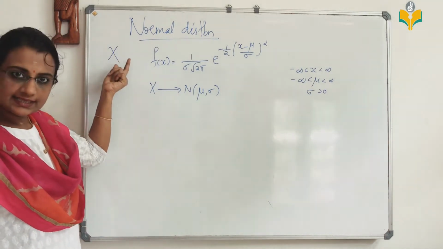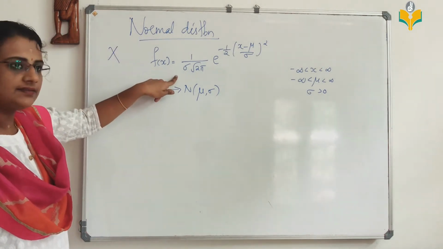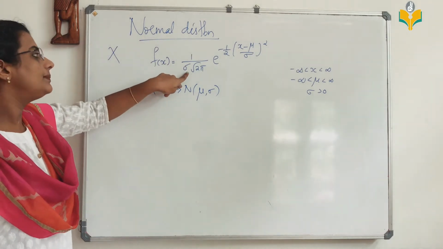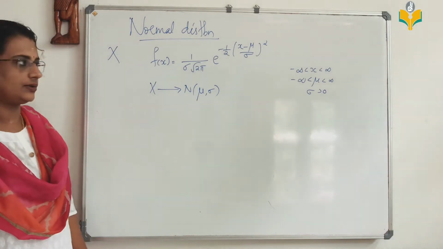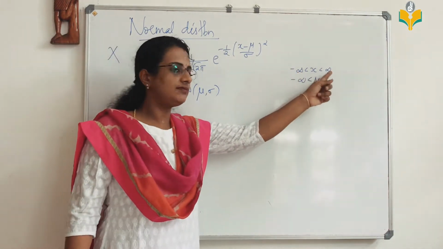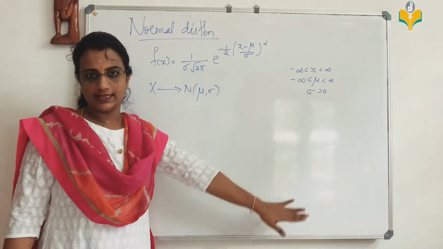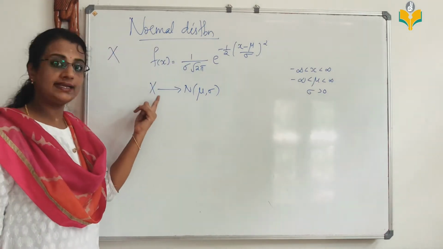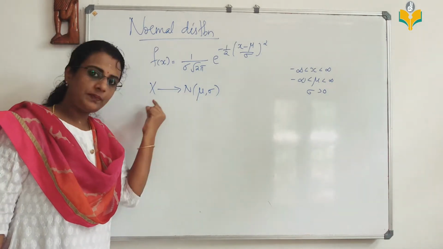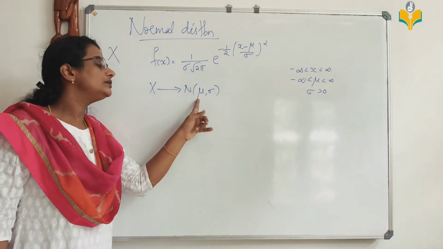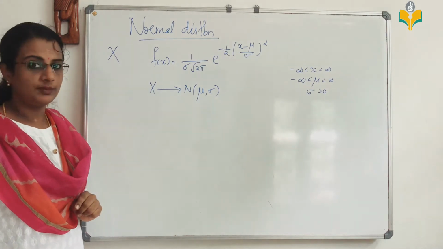Okay, once again, x is a continuous random variable, and x is said to follow a normal distribution if its PDF is given by f of x equal to 1 by sigma root 2 pi into e raised to minus half into (x minus mu by sigma) the whole square. Here x ranges from minus infinity to plus infinity, mu ranges from minus infinity to plus infinity, and sigma is greater than 0. And we write it as x follows normal distribution with parameters mu and sigma. Here there are two parameters, that is mu and sigma. Mu is the mean of the normal distribution and sigma is the standard deviation of the normal distribution.